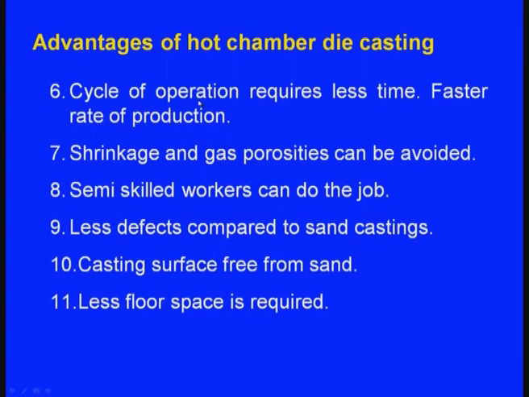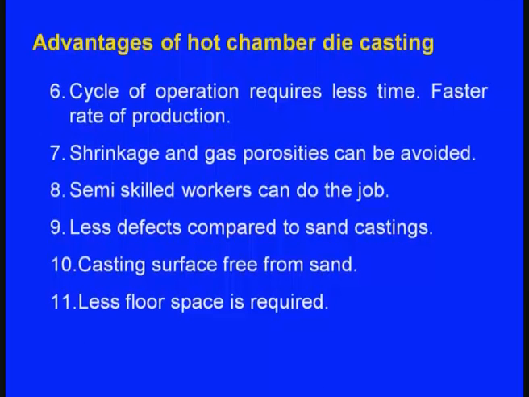Next one, cycle of operation requires less time, very less time is consumed in a cycle. Faster rate of production. Shrinkage and gas porosities can be avoided. Why? Because we are exerting pressure. Because of that pressure, if there is any shrinkage, it will be nullified. If there is any gas porosity, it will be nullified.